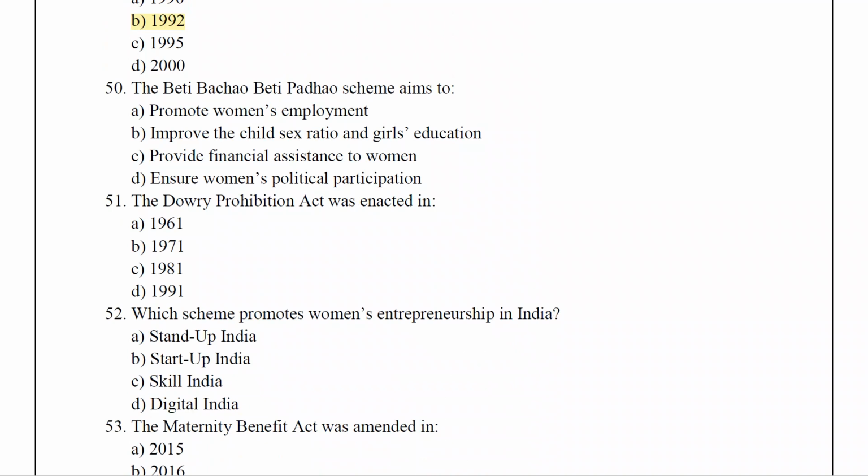The next question: the Beti Bachao Beti Padhao scheme aims to improve the child sex ratio and girls' education. The Dowry Prohibition Act was enacted in 1961.